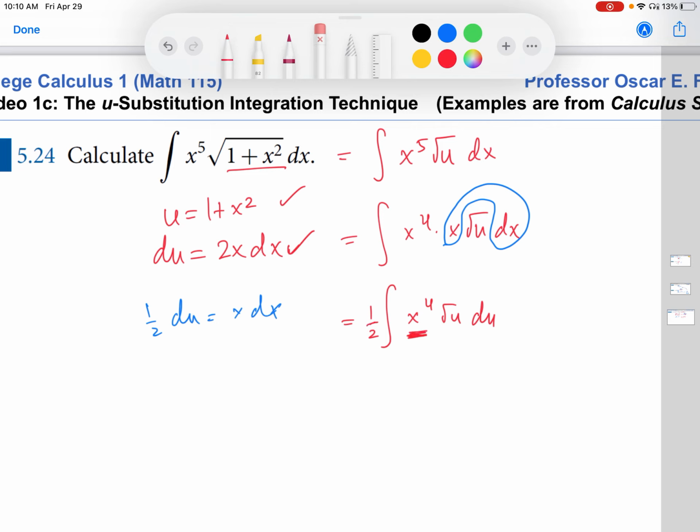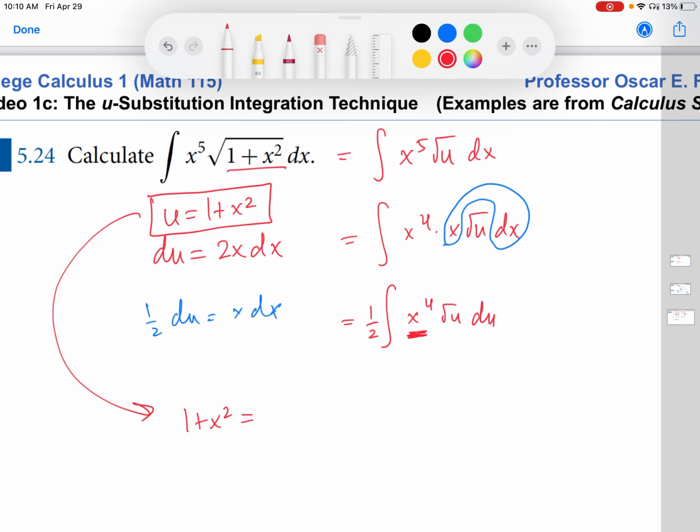If I go back to my first substitution here, u is 1 plus x squared, I can look at this a little differently, from a different perspective. Let me write this as 1 plus x squared equals u, and then solve for x squared. That's u minus 1. Hey, x squared is u minus 1. So if I square this entire equation, I get x to the fourth is u minus 1 squared.